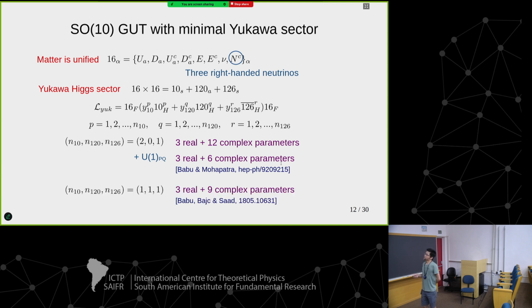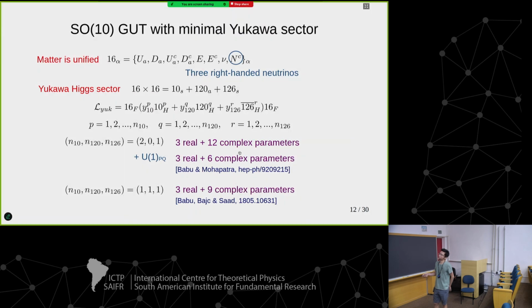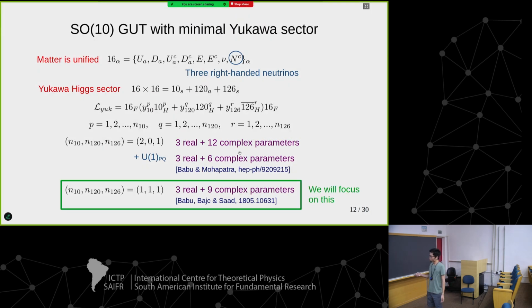But the other idea is if you insist on not introducing any additional symmetry, just SO10, then one option that works is to put 1, 1, 1 in all of them. Here you still have 3 real and 9 complex parameters in your Yukawa sector. So it's kind of in between. This is what we explore, the so-called minimal. We can say maybe the second one is minimal. So these are what we explore.